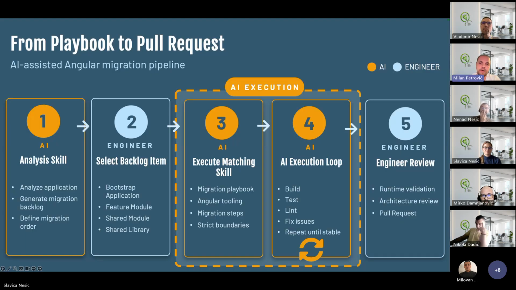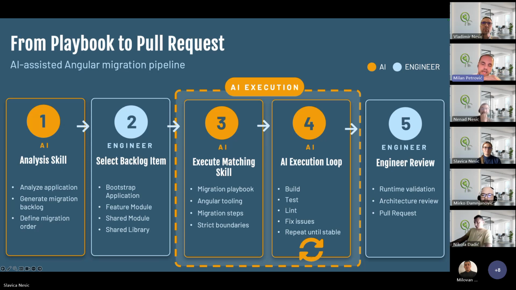And at this point, we had migration playbooks. The next question was, how did we actually use them? Every migration started with analysis. AI analyzed the application and generated a migration backlog. The backlog contained migration tasks and a recommended migration sequence. Once we had the backlog, we simply selected the next migration task. Each migration scenario had its own skill. From there, the work entered the AI execution loop.